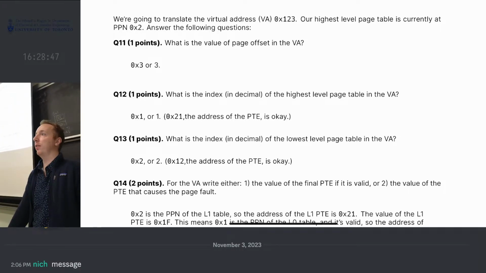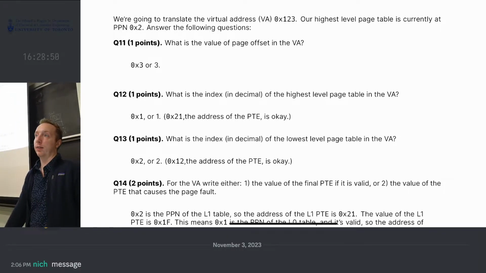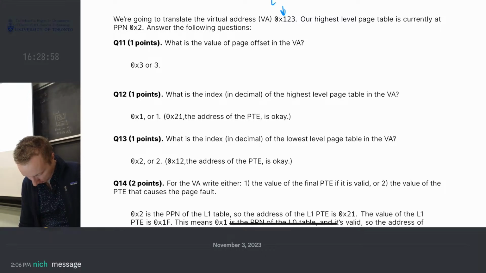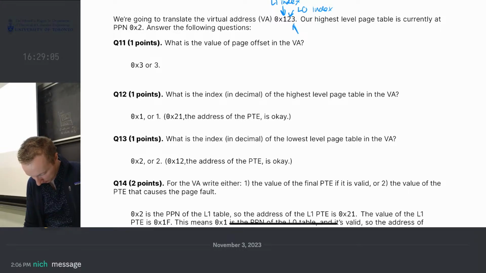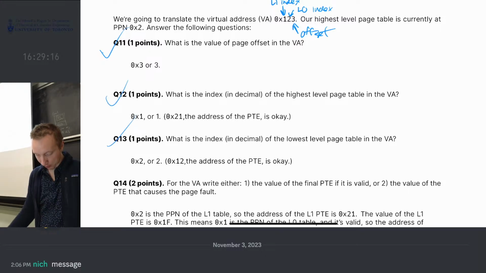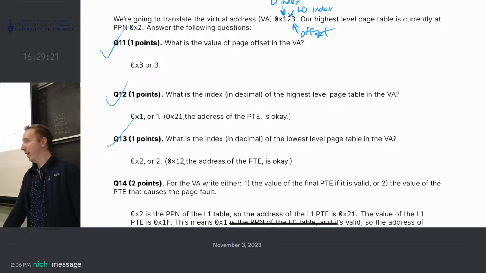So which of these hex characters is the L1 index? Yeah, 1, right? So this is our L1 index. 2 is hopefully our L0 index. And then 3 is our offset, right? Any questions about that breakdown? So that 1, 2, 3, boom. That was 3 questions. Basically it tells you to read it. All right, any concerns about that?